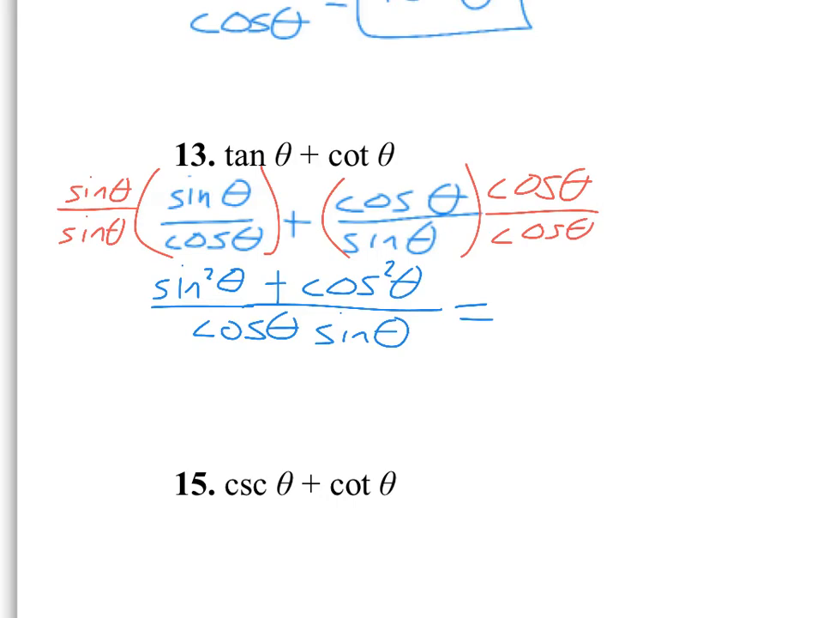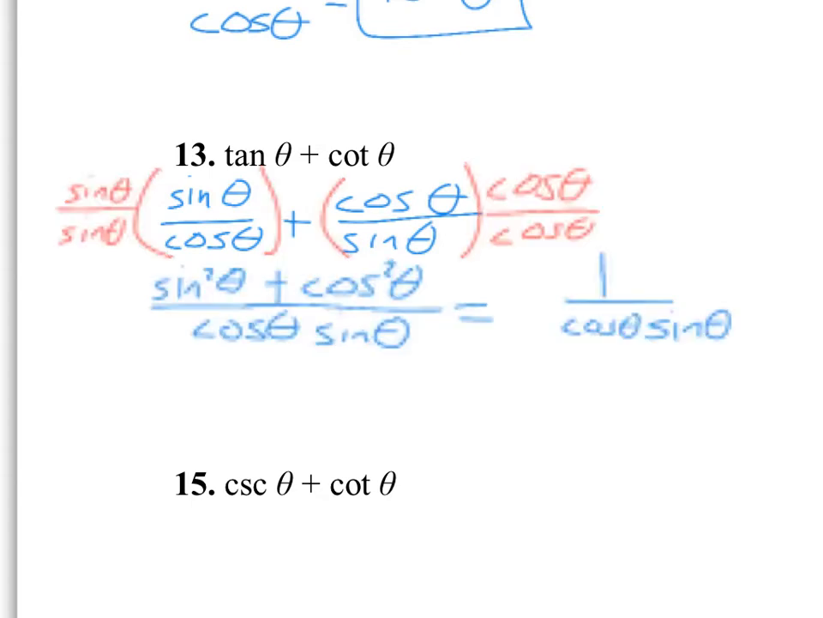Alright, well, what did that do for us? The numerator is now 1. So we have 1 over cosine theta sine theta. Okay, not sure why it got so blurry there. But anyways, the book considers this to be simplified.